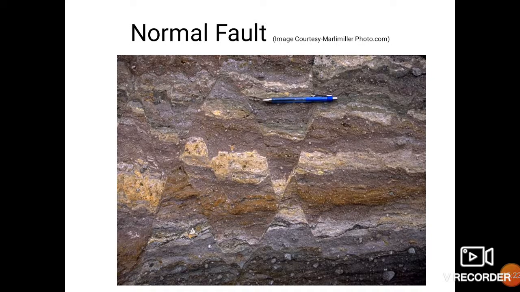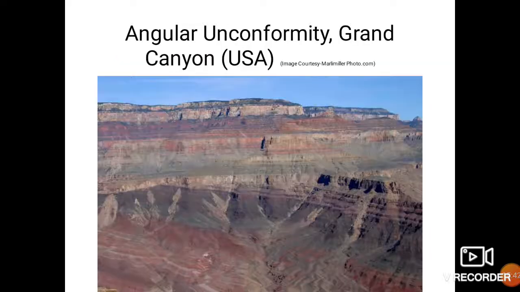This is the picture of a normal fault. We are going to study further in this paper faults, folds, unconformities, and joints. This is one type of fault called a normal fault. And this is another structural feature, angular unconformity. It is present in the Grand Canyon area, USA. It is one of the important types of unconformity. We are going to study it further in the next lecture.